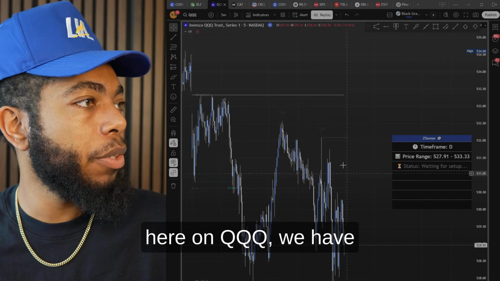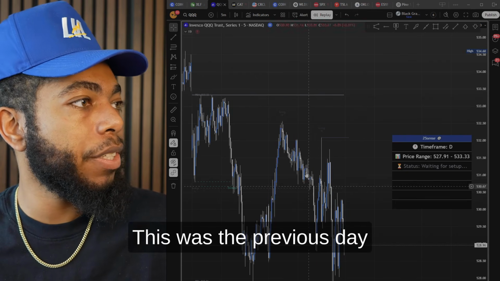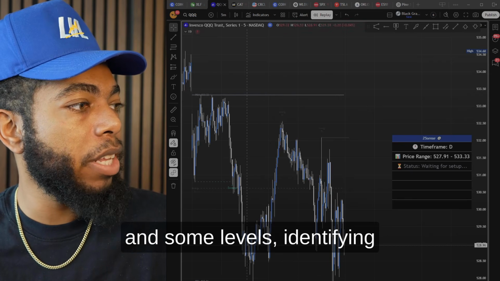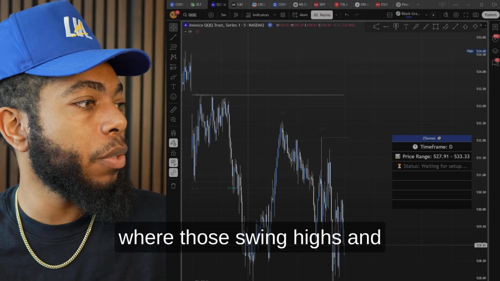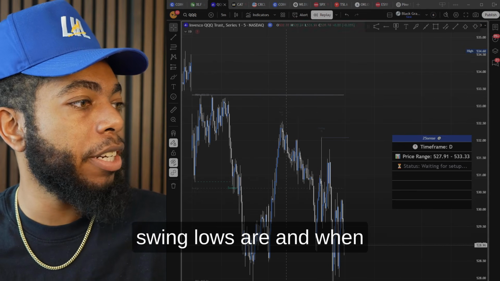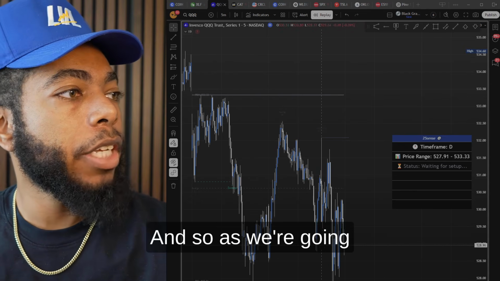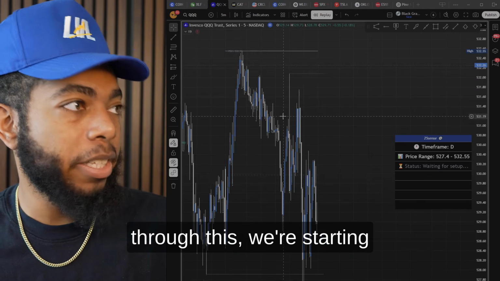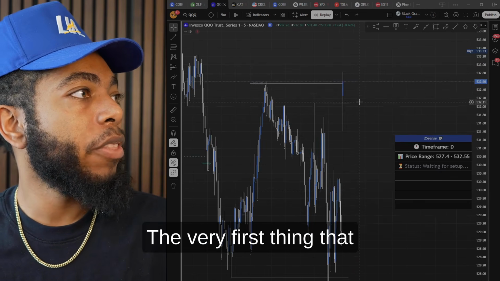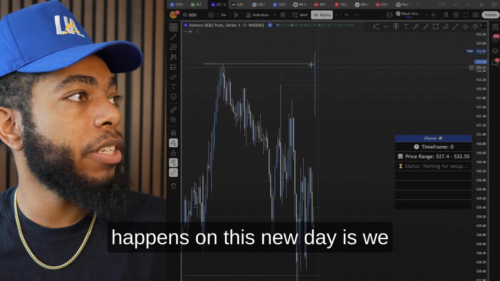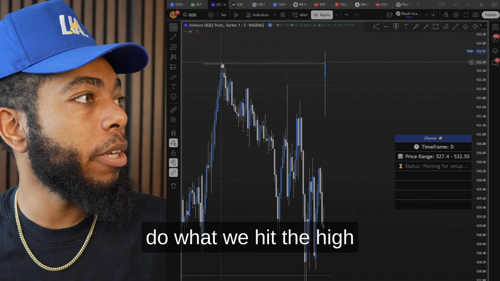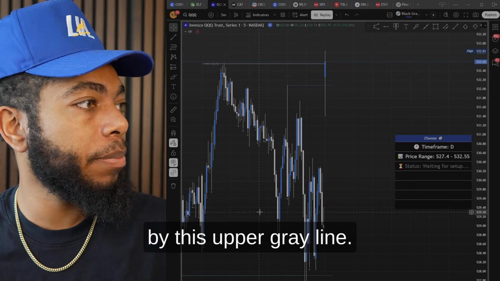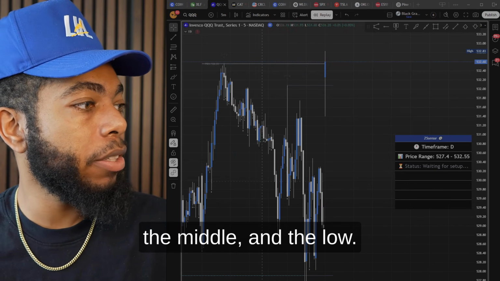Here on QQQ, we have these levels drawn. This was the previous day, where we have the previous day high, previous day lows, and some levels identifying where those swing highs and swing lows are and when sweeps occur. And so as we're going through this, we're starting a new day, right? The very first thing that happens on this new day is we do what? We hit the high of the previous day, marked by this upper gray line. There's a high, the middle, and the low.